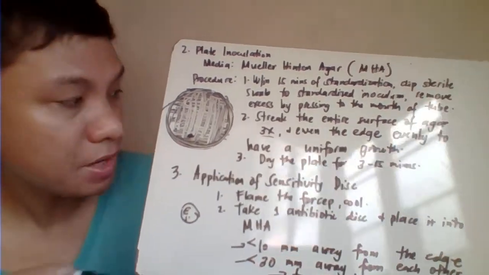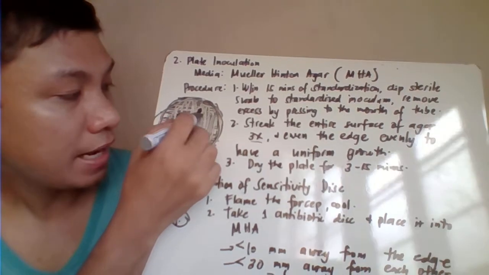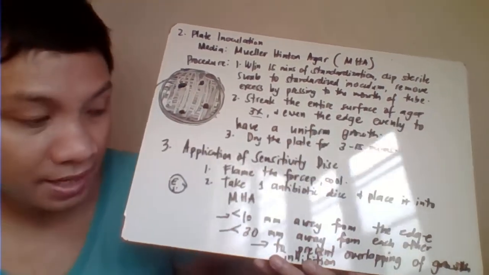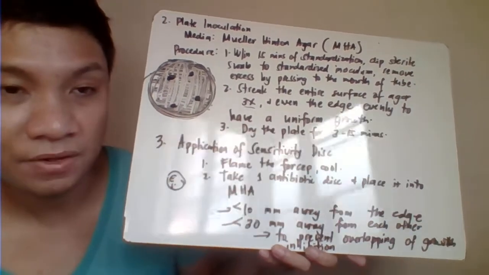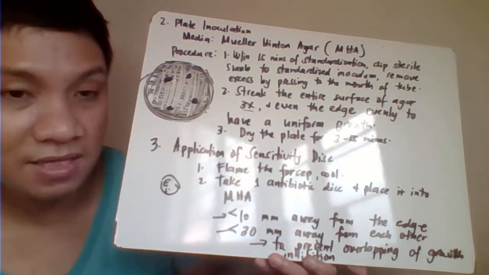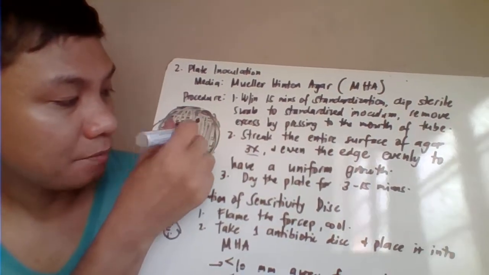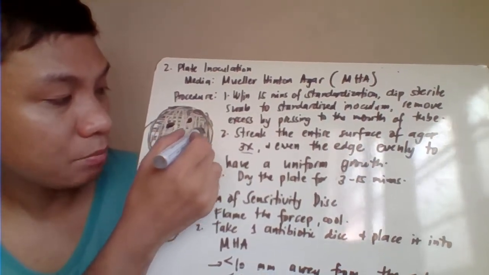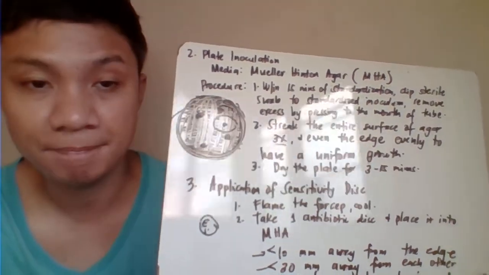And between your antibiotic discs, the space between each of them should not be less than 30 mm. Always remember that to prevent the overlapping of the growth later on. Because if they are too close to each other, what happens? If this one is very large, how will the zone of inhibition of the other be determined later?